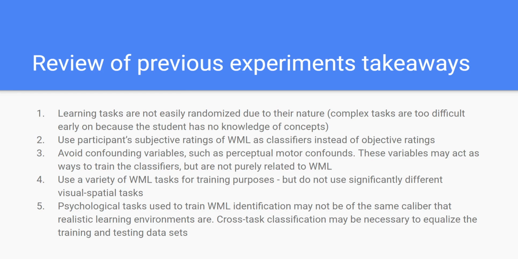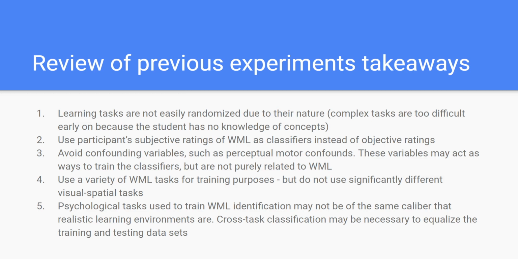The other is that researchers should use the participants' subjective rating of working memory load as classifiers instead of objective ratings. So when you design an experiment, you have in mind what should be the high working memory load and what should be the low working memory load. But if you have participants who are reporting low working memory load tasks as high working memory load, you should use that as a classifier instead, because that means that it's more accurate to their perception of how difficult the task is instead of just throwing a generic blanket over everyone's data.